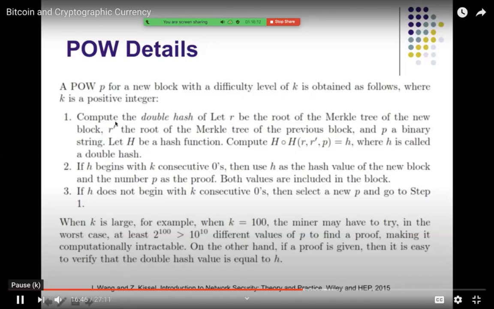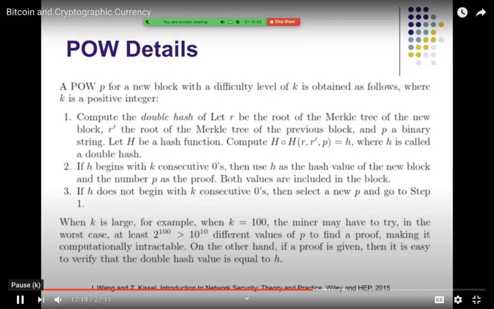First, compute a double hash of a Merkle tree. Let R be the root of the Merkle tree of the new block, and R prime the root of the Merkle tree of the previous block. So I want to link R to R prime, and P is a binary string.